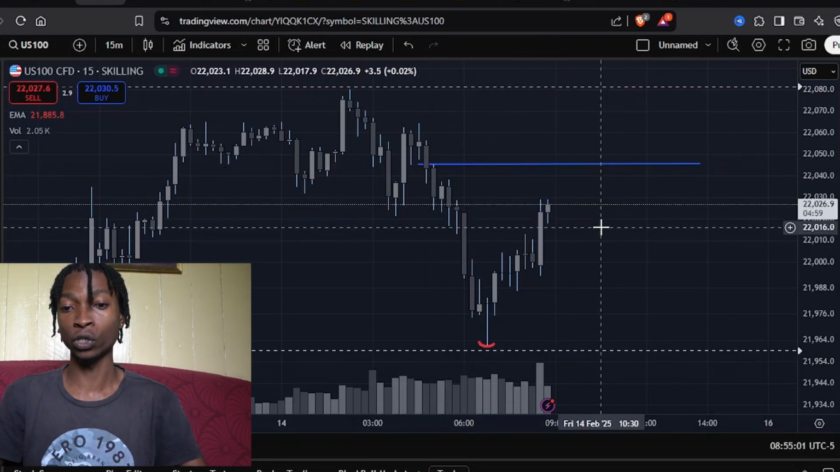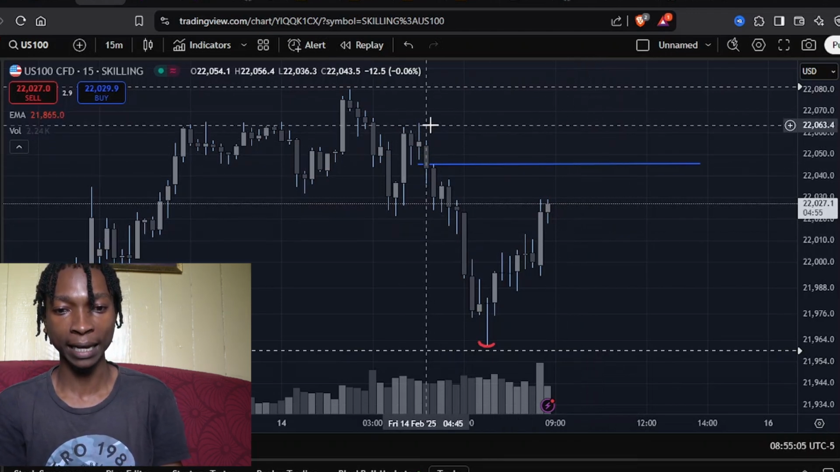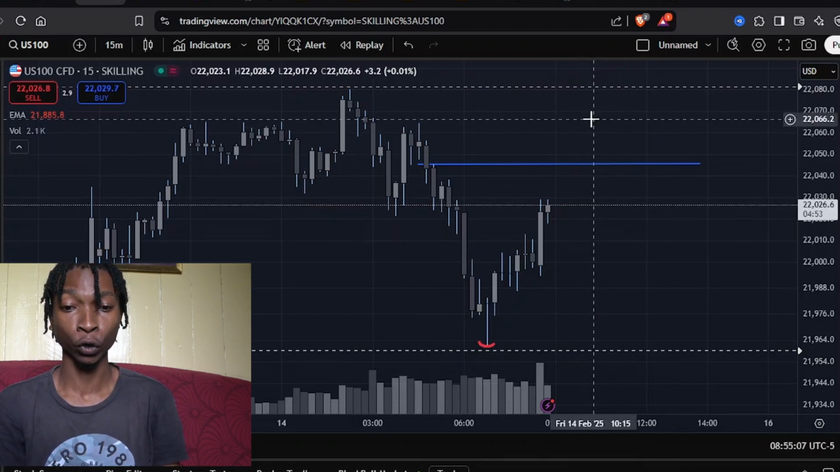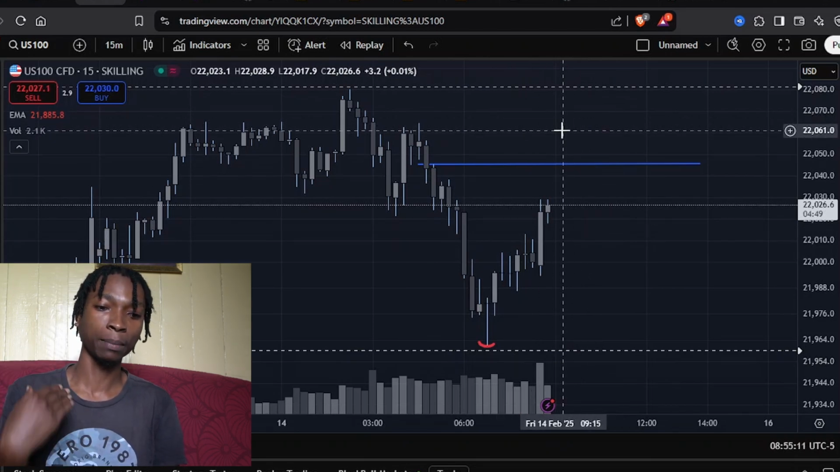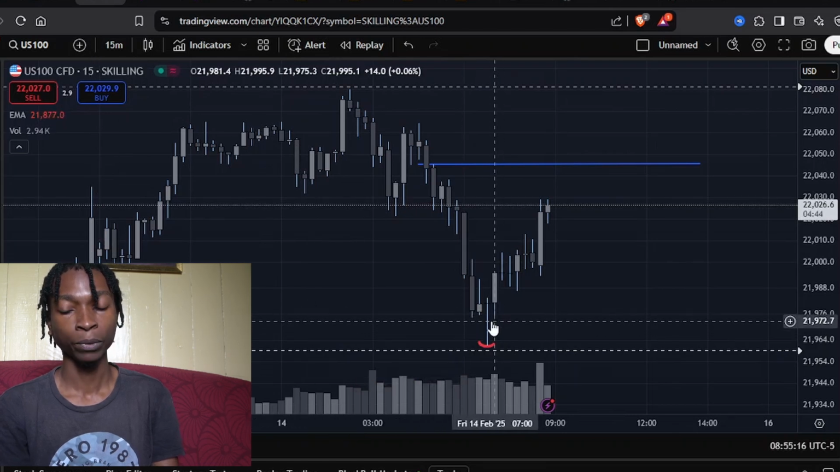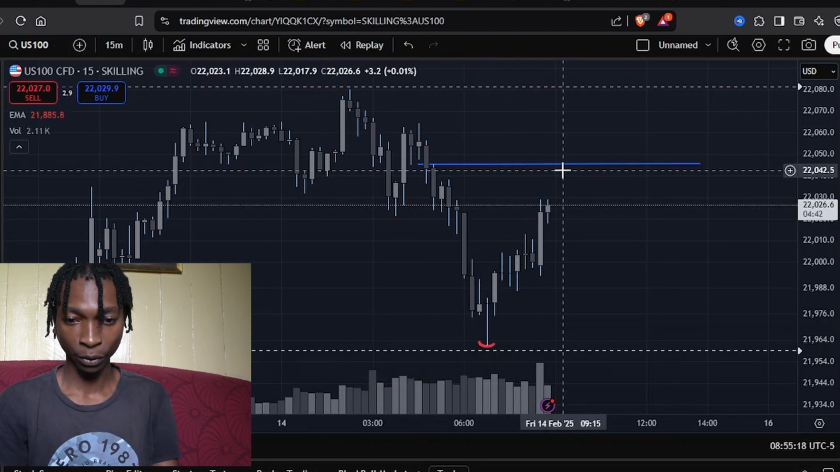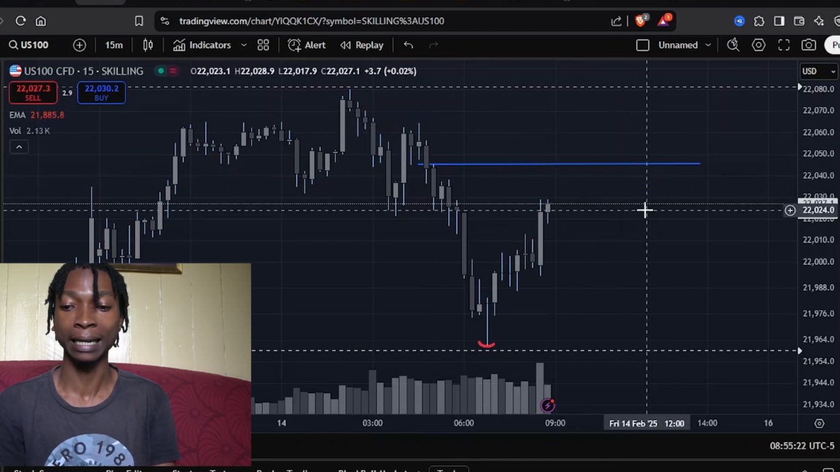If price chooses to close above this fair value gap, above this high, depending on price action closing above this high, then I might be in for a buy because we did sweep the liquidity but we did not close below it. If price rejects this fair value gap and this high holds, then I'll be looking for a possible sell entry, and I'm going to open back up the camera and fill you guys in.